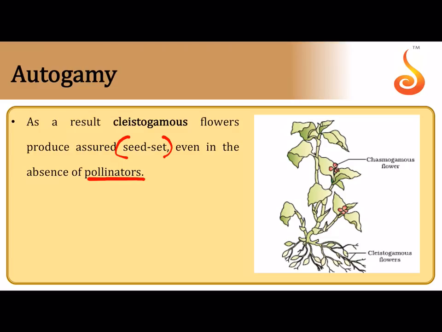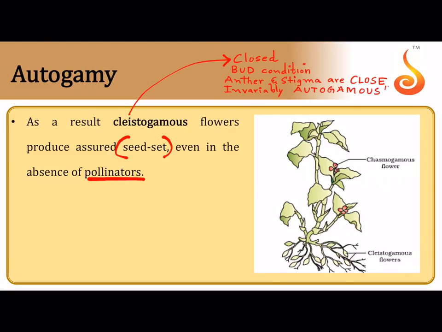Did you understand? So what are all the things you have to remember about Cleistogamous flowers? They are closed. Then you should remember the anther dehisces in the bud condition. Then you should remember the anther and the stigma, are they far apart or close together? They are in close proximity together. Then we should say they undergo invariably self-pollination.